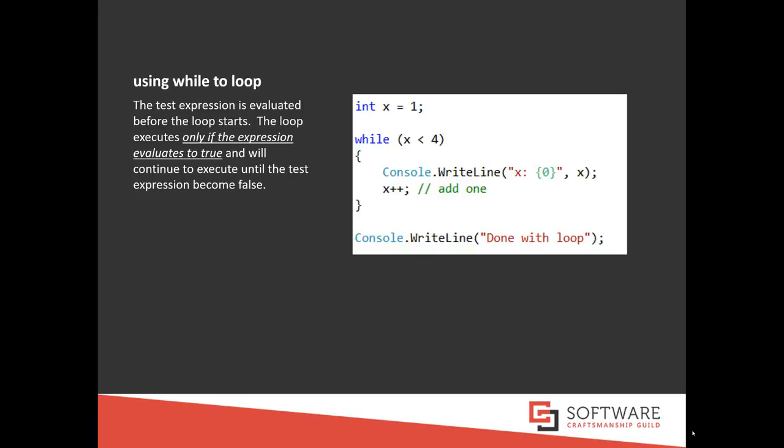When it reaches the bottom of the code block, it will return to the top of the while loop, and it will check the expression again. Is 2 less than 4? Yes. So it will print x2. It'll add 1. Go back to the top of the loop. x is now 3. Is 3 less than 4? Yes. Again, print the value of x, add 1 to the value of x.